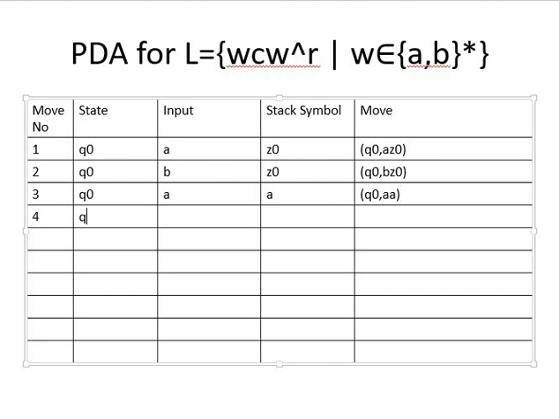I am in state q0, my top of the stack is a, but my input is b. Again, what we are supposed to do, we have to push it on the stack, so it will become q0 comma ba. Next, I am in state q0, but top of the stack is b and input is a. What we are supposed to do, we are supposed to push it on the stack, so q0 comma ab.